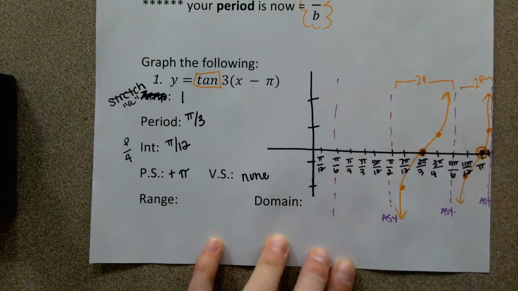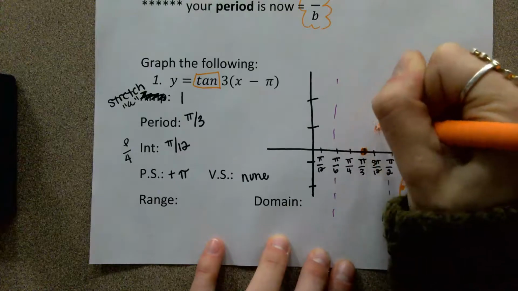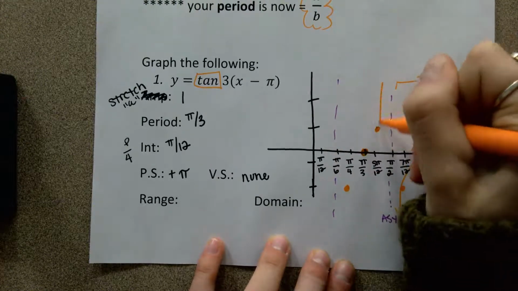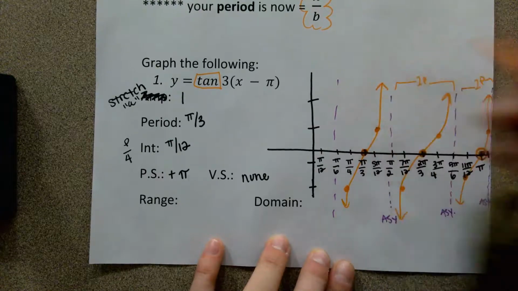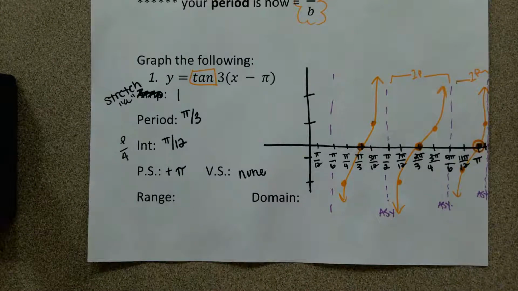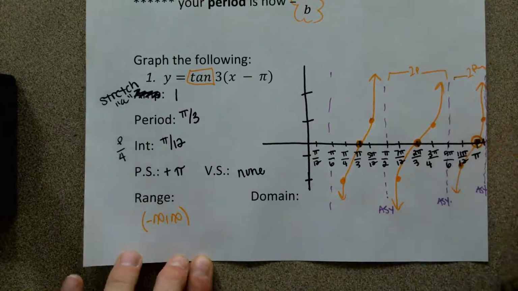This is my next asymptote. Plot that point dead in the middle, to the right one, and up, to the left one, and down. Okay, so this is how I graph tangent. My range is negative infinity to infinity. It goes up and down forever.